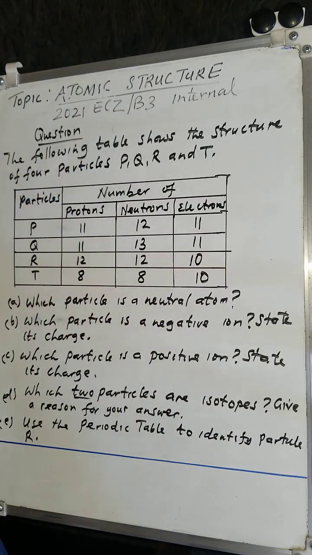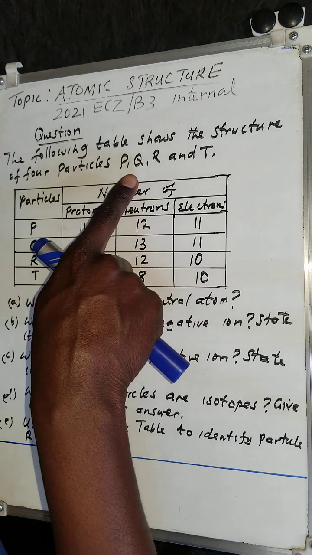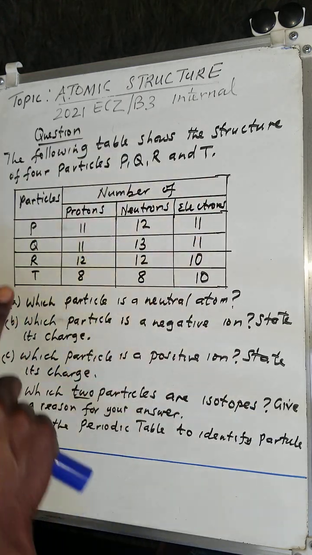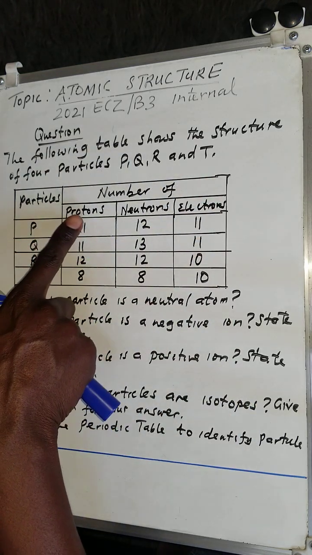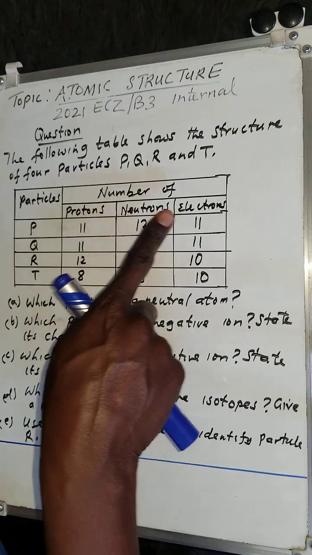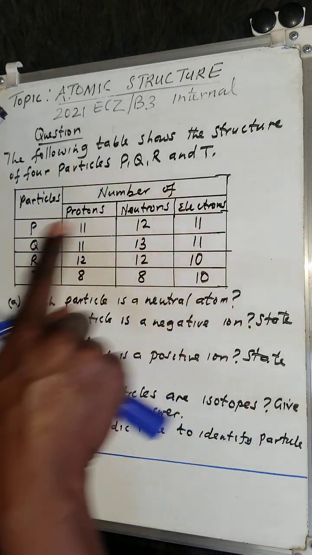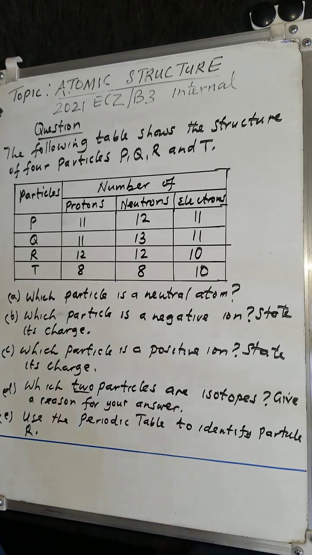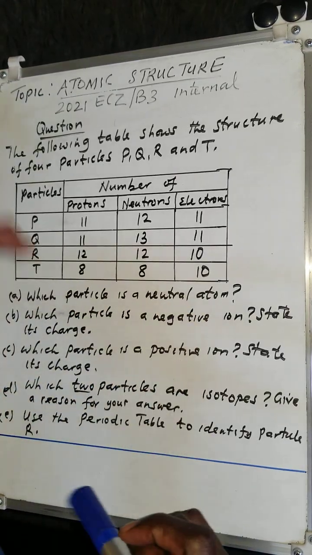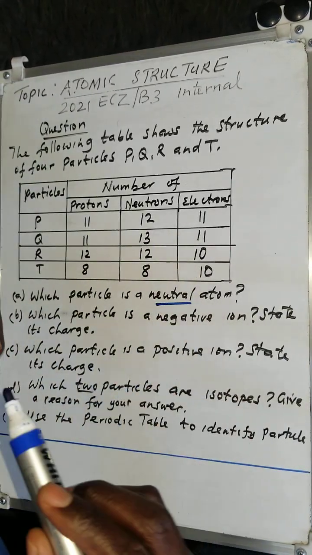It says the following table shows the structure of 4 particles, P, Q, R, and T. So you can see the particles, the number of protons, neutrons, and electrons in each of those particles. So it's important that you get to study that. And the question says which particle is a neutral atom. So I want you to say which one is a neutral atom.